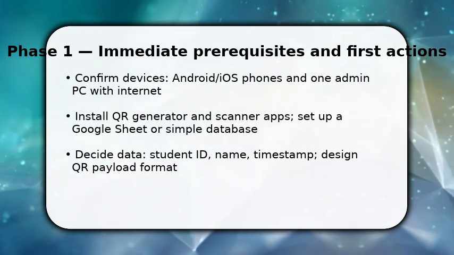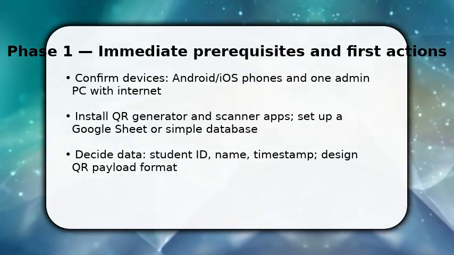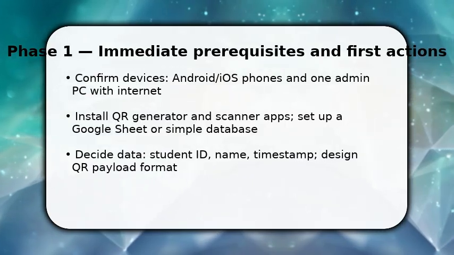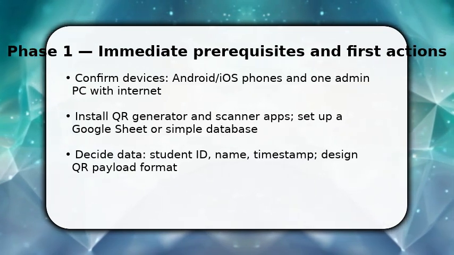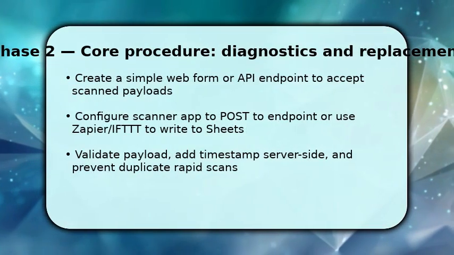That keeps entries minimal and searchable. Once done, generate a sample QR containing a test ID and scan it into the sheet to verify connectivity. Make sure the scanner writes to the sheet or sends a post to your endpoint, because this is how attendance will be captured.